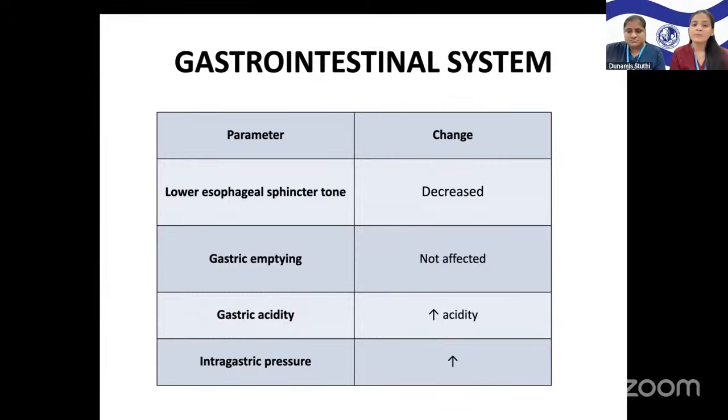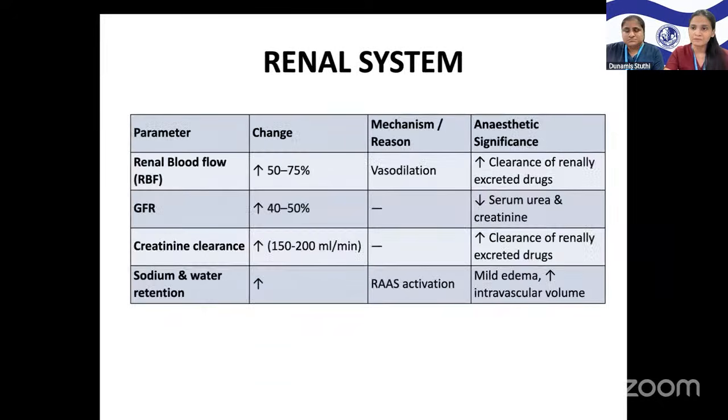Also in pregnancy, there is no effect on gastric emptying as such, but every pregnant mother has to be considered as full stomach. There is increased gastrin secretion in the stomach, hence there will be chances of acid aspiration. And due to the increased pressure from the gravid uterus, there will be increased intragastric pressure, causing rapid chances of aspiration in a full stomach patient, or if the patient is not NBM.